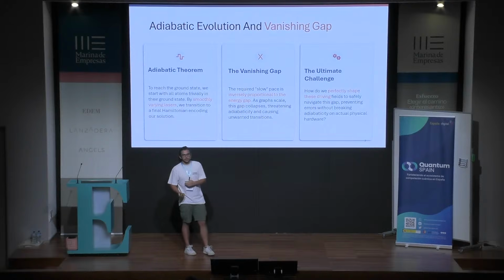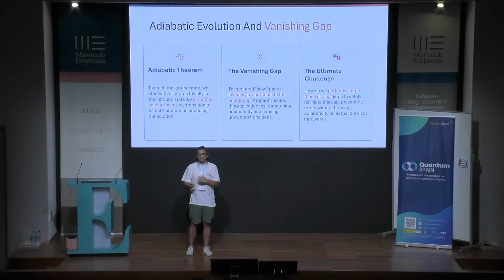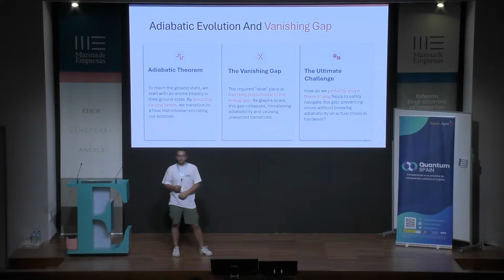So basically, we start with an initial Hamiltonian where all the atoms are in the ground state. And by varying the frequency and the amplitude of the lasers, we transition to a final Hamiltonian that will encode the solution in the ground state.